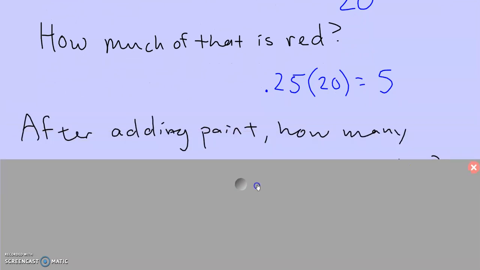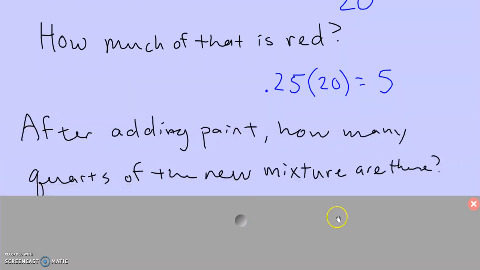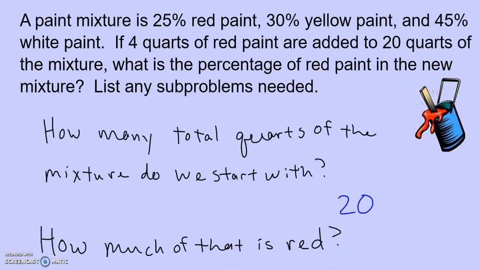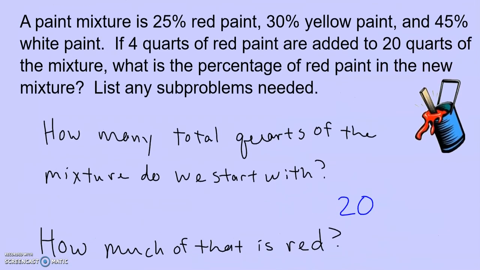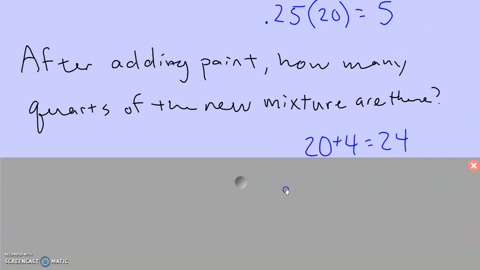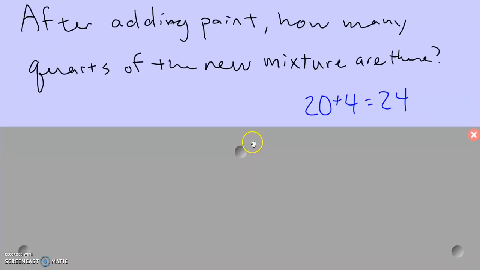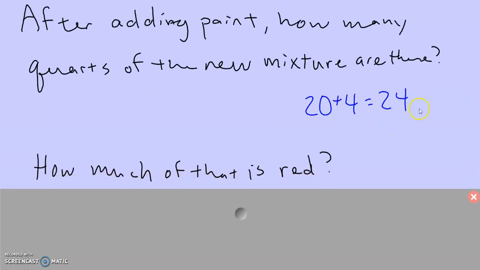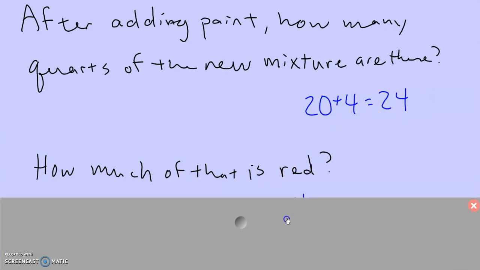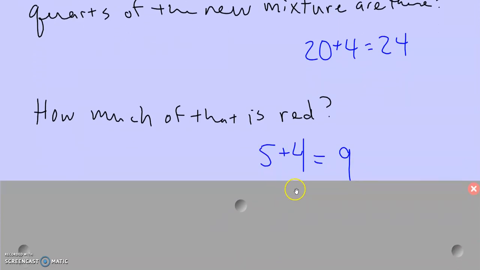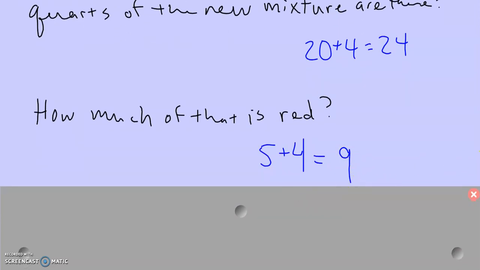Next, after adding more paint, how many quarts of the new mixture are there? Basically it used to be a mixture that was 20 quarts. I just added 4 quarts of paint to it. So now I've got a total of 20 plus 4, 24 quarts of my mixture. Next, I want to know how much of that 24 quarts is red. I used to have 5 quarts of red. I just added 4 more quarts of red paint for a total of 9 quarts of red.